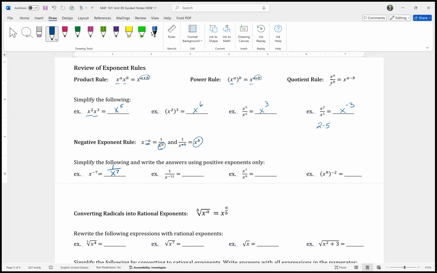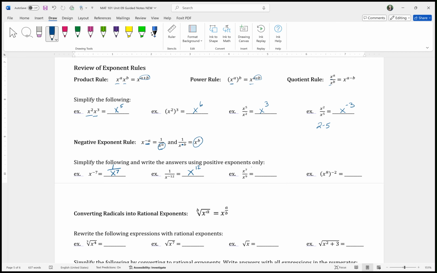Next one, this is a negative in the denominator. To make it positive, we have to take it across the fraction bar and make it positive in the numerator. So this is going to be x in the numerator to the 12th. We took off the negative and we don't need the fraction anymore.